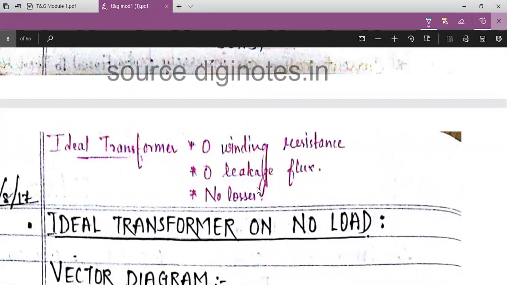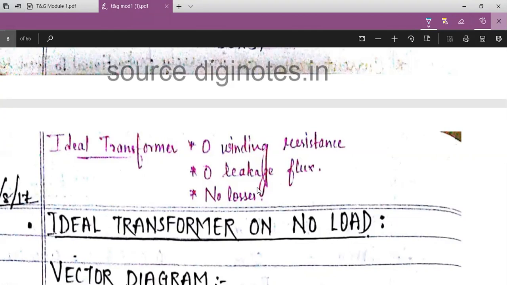you can note down, salient features of ideal transformers. From here it starts. First you should know the difference between an ideal transformer and a practical transformer. In an ideal transformer, the input voltage will be the same as the output voltage, and there are no losses. The copper loss and the iron loss will be zero in case of an ideal transformer.